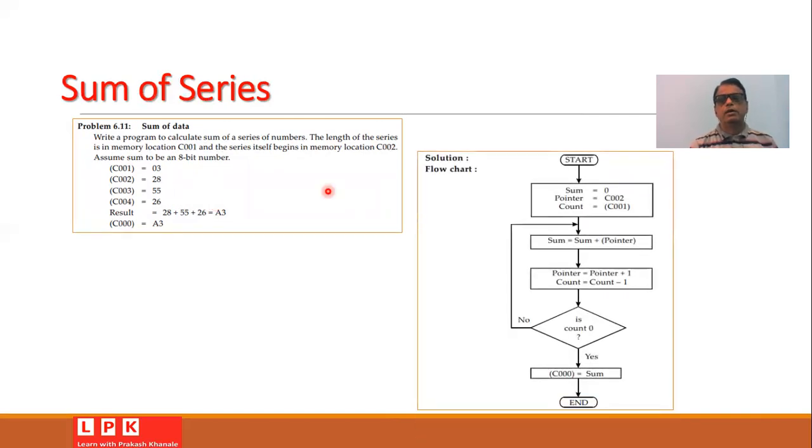Now the flowchart can be drawn for this problem. Initially, we will assume sum equal to 0. We will set the pointer to the location C002 and we will set the counter, which is nothing but the content of the location C001. Then we will add to the sum the content that is marked by the pointer. Then we will increase the pointer by 1 and decrease the count by 1. We will check if the count is equal to 0. If it is not, then we will repeat this loop. If it is, then we will store the sum at the location C000. And finally, we will end the program.